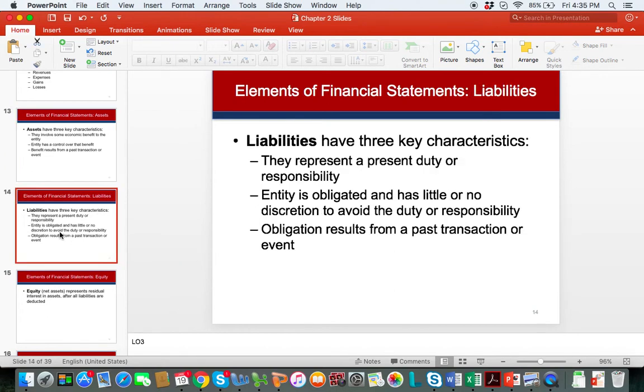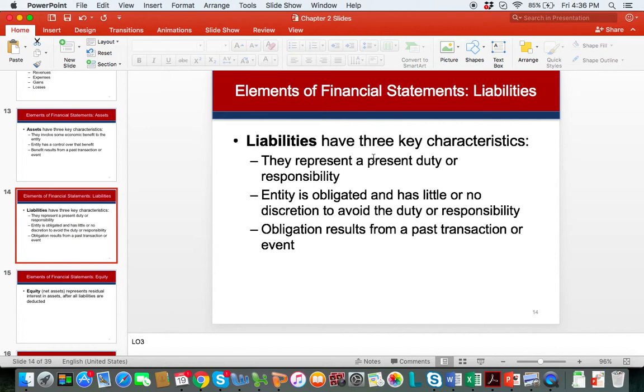So liabilities also have three key characteristics. They represent a present duty or responsibility. The entity is obligated and has little or no discretion to avoid the duty or responsibility. The obligation results from a past transaction or event. So with this one, you could have your key suppliers who you're buying raw material from.